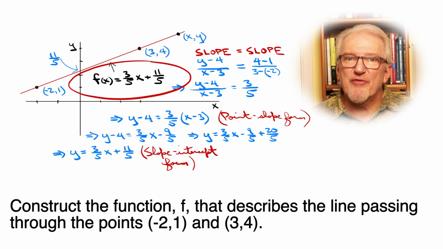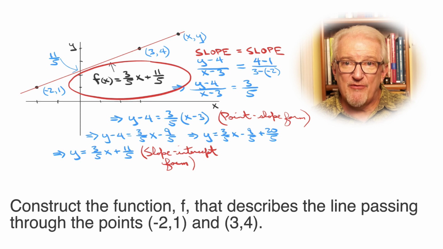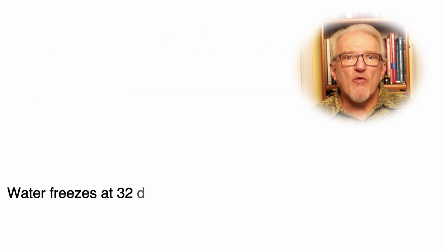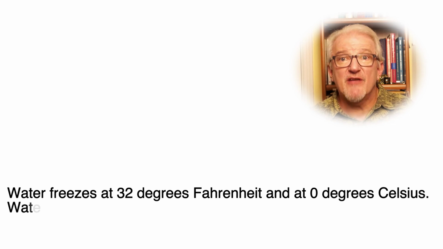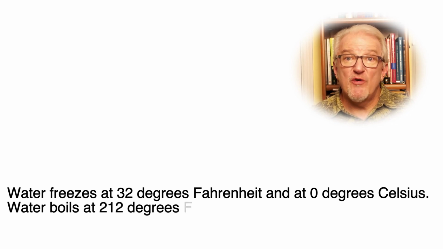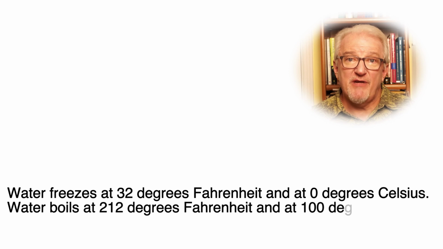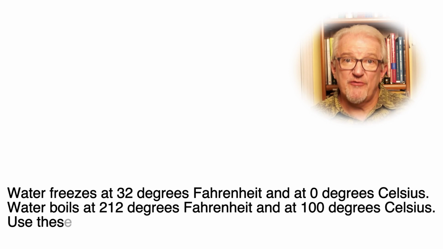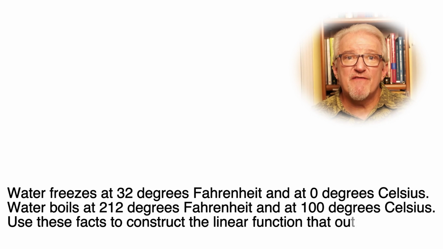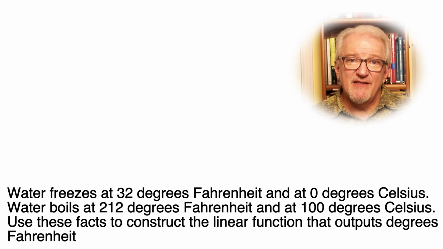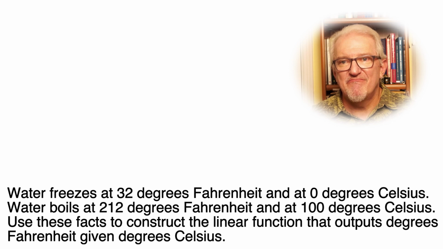Let's look at our three-step process for constructing linear functions with another algebraic example. We know that water freezes at 32 degrees Fahrenheit and at 0 degrees Celsius. We also know that water boils at 212 degrees Fahrenheit and at 100 degrees Celsius. Use these facts to construct the linear function that outputs degrees Fahrenheit given degrees Celsius.